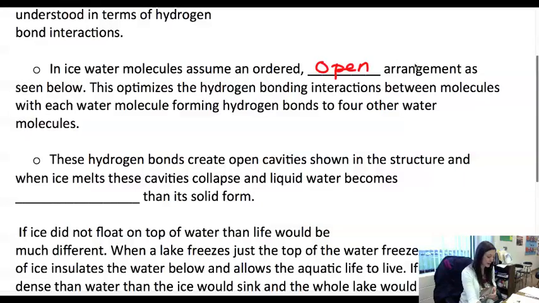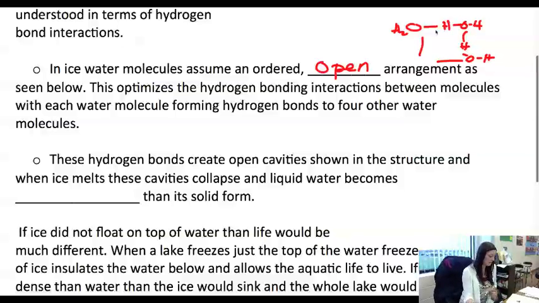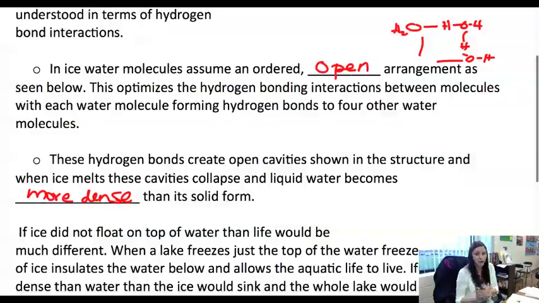So you end up kind of with a box. Okay, you're going to have an H2O. This O is going to be bonded to an H on a different one. Okay, then we've got another H on a water. And you're going to have another one, and you end up with like this box. Okay. Now, these hydrogen bonds create open cavities in the structure. When ice melts, the cavities collapse and liquid water becomes more dense than its solid form. Okay, most solids are going to be more dense than their liquid because solid particles tend to be very close together.